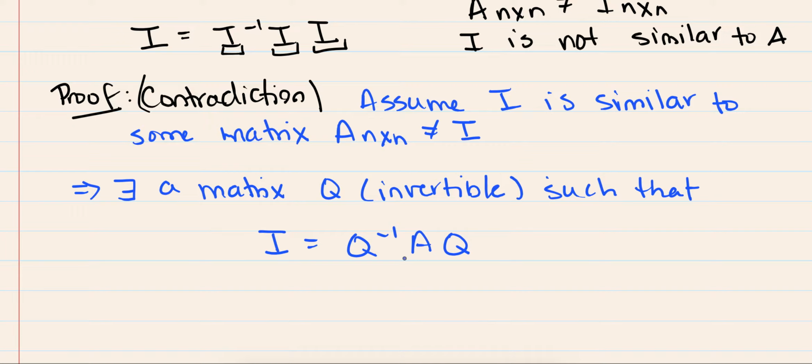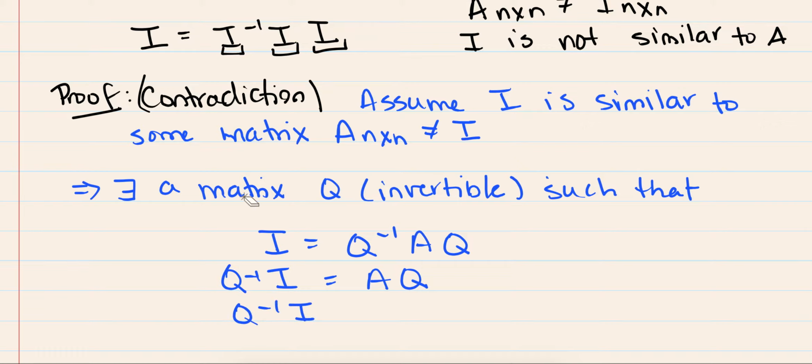So what can I do with this? Well, this matrix is invertible, and I can multiply on the left by Q, and I can multiply on the right by Q inverse. So let's do that.